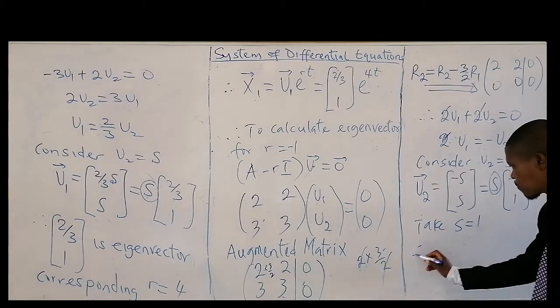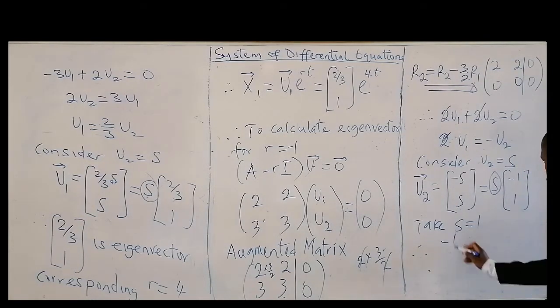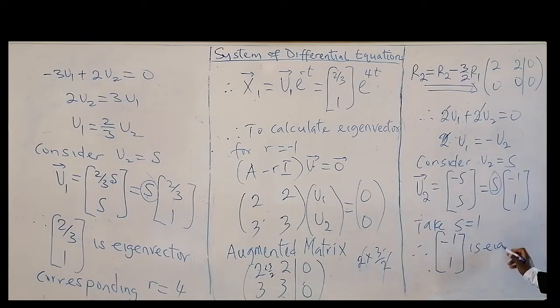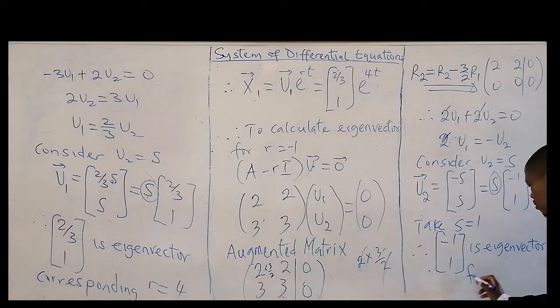Then, therefore, minus 1, 1 is the eigenvector for r equal to minus 1. Okay?